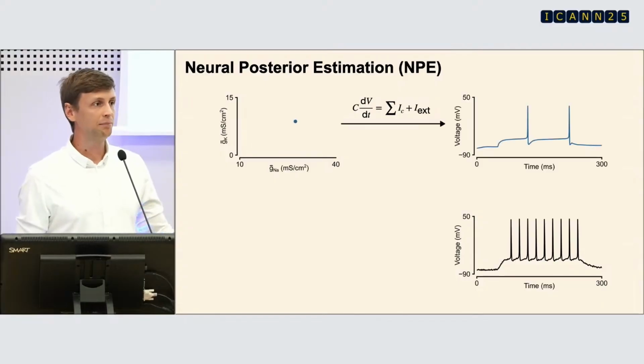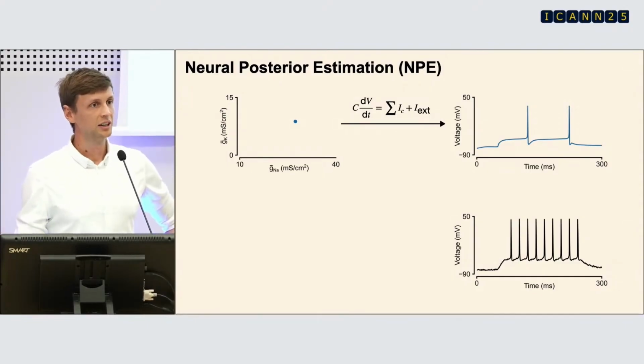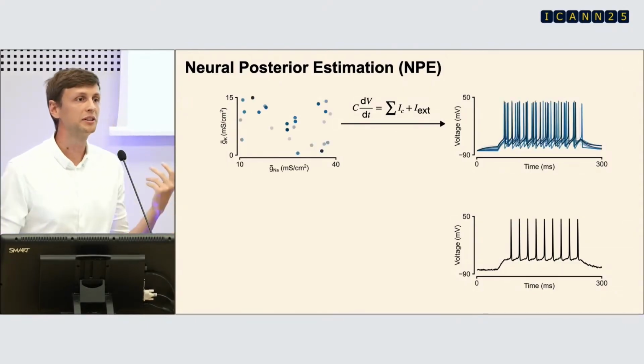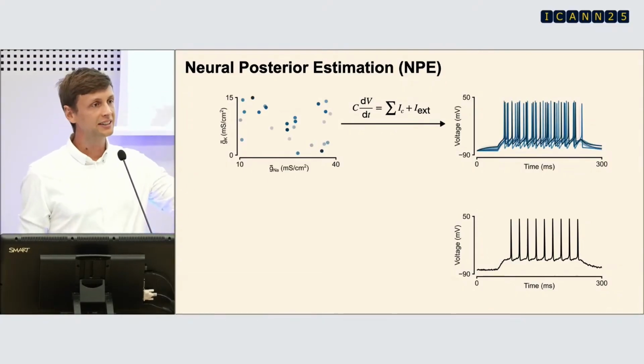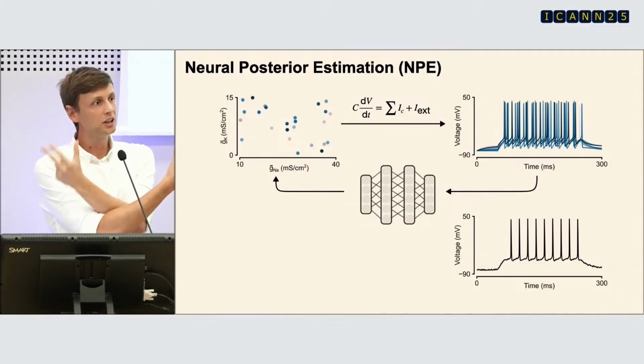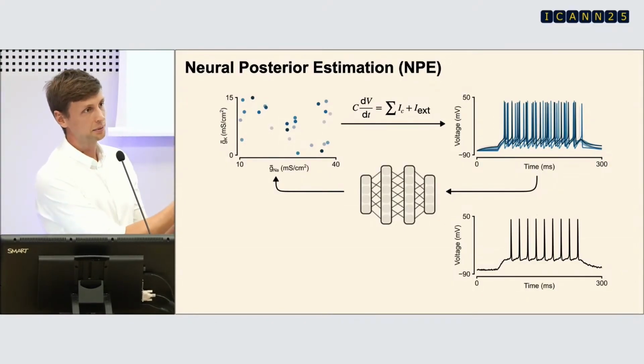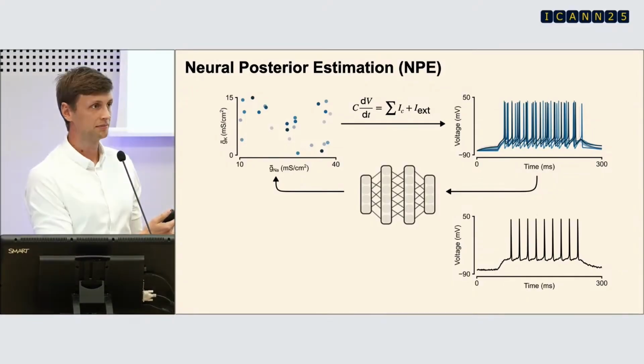We first sample parameters from the prior and run the simulator so as to generate a simulated trace. We don't do this just once, but we do it many times, thereby generating a database of parameters and corresponding simulation outputs. And then we train a neural network to invert this mapping. It's a neural network that takes as input the simulation outputs and predicts the parameters that generated it.